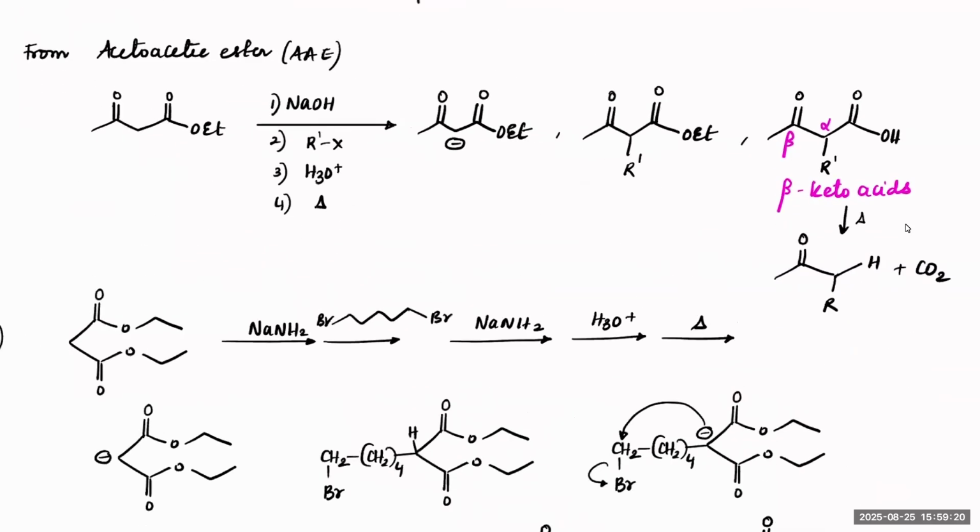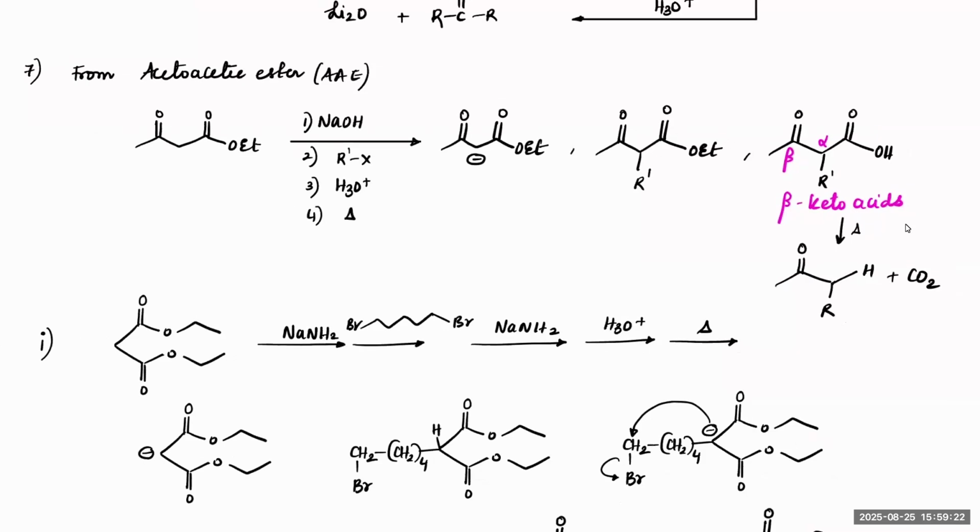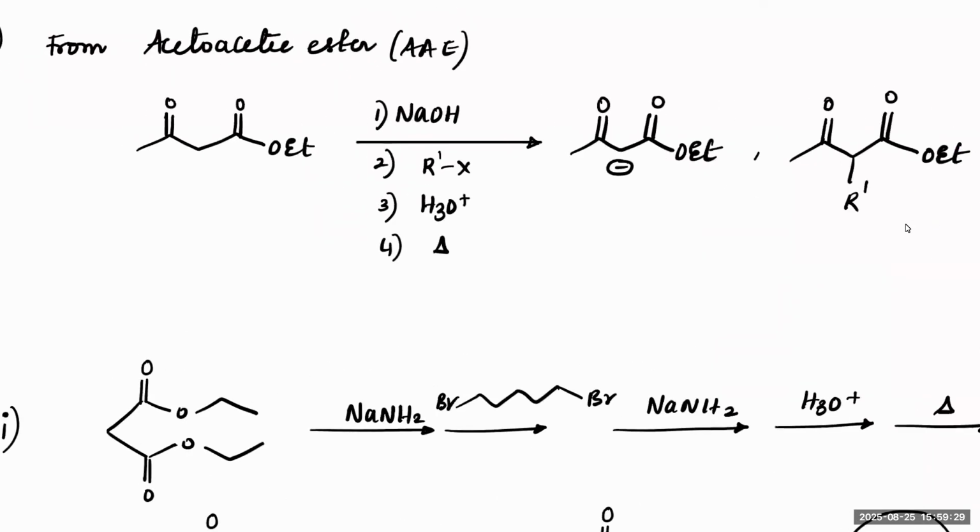Now notice how JEE questions have been asked in this case. These two are very standard JEE Advanced questions. Usually the question will always start with this one, which is acetoacetic ester. This is aceto, and this is acetic, and this is an ester form. So that's why it is called acetoacetic ester.